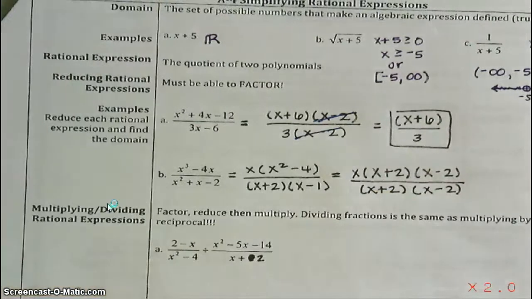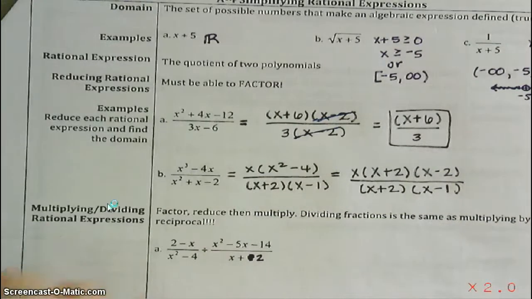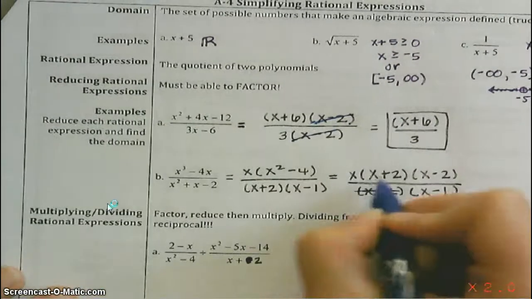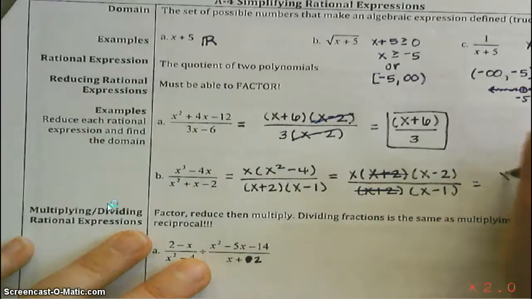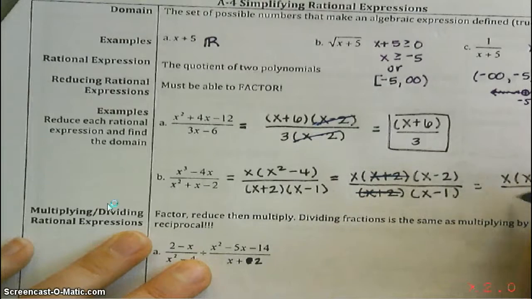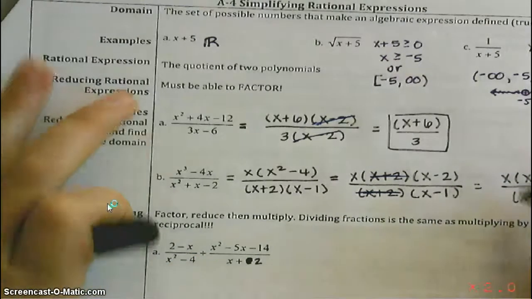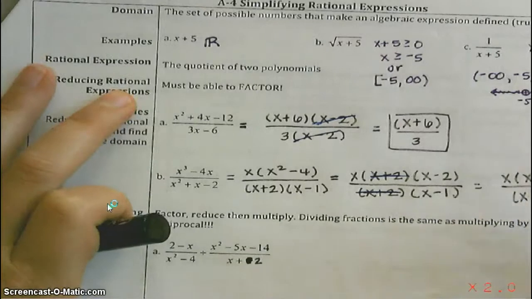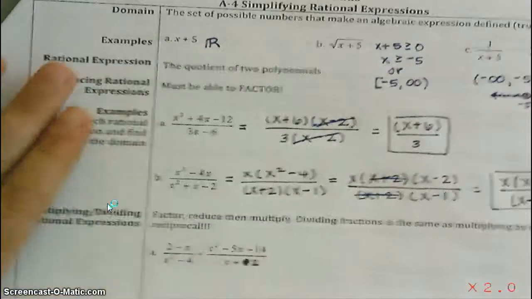Whoops, x minus 1. Again, if something is on the top and the bottom, you can cancel it out and rewrite your expression without those canceled terms. Whoops, I keep messing up that bottom. x minus 1. There you go.